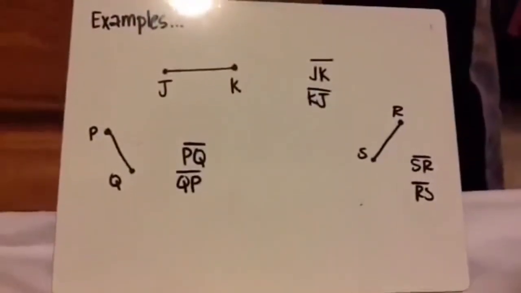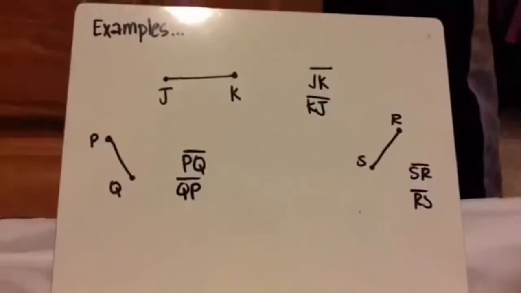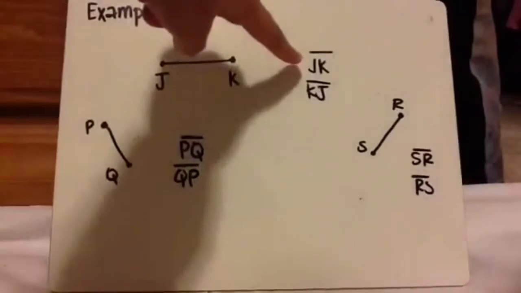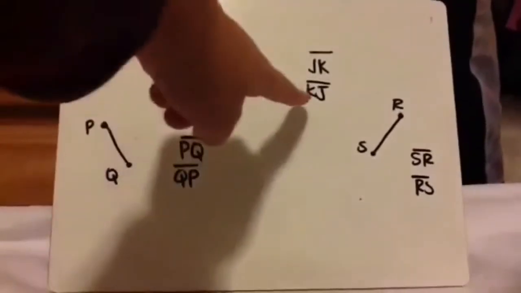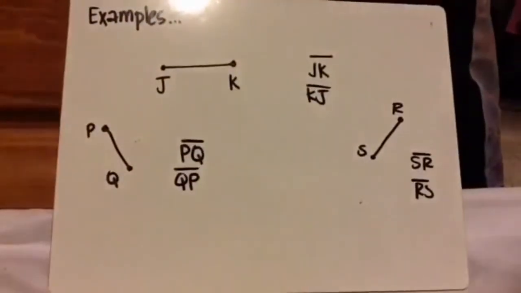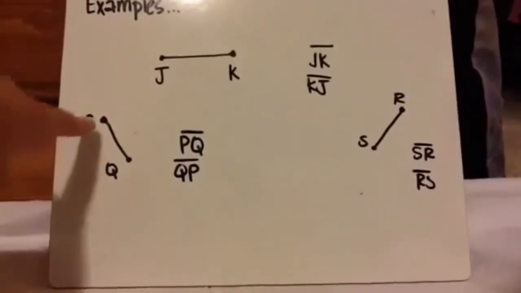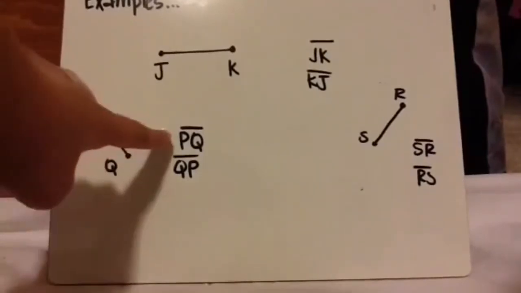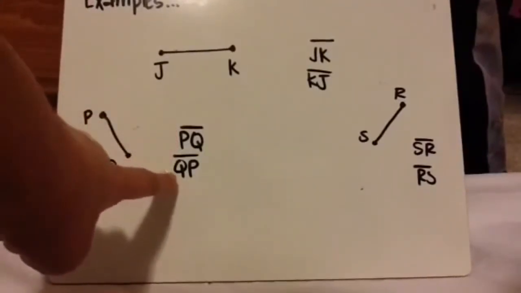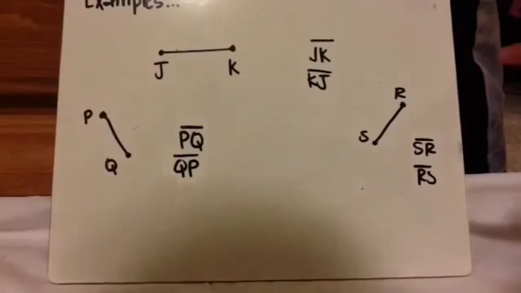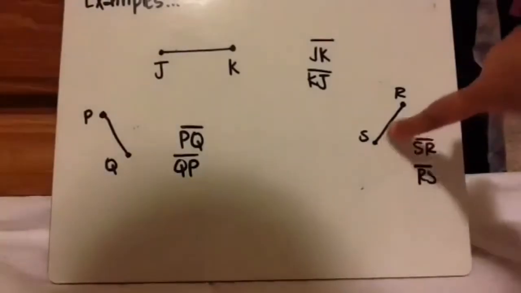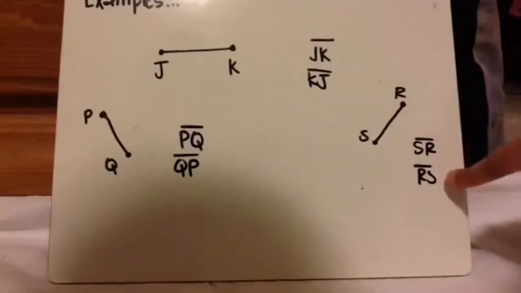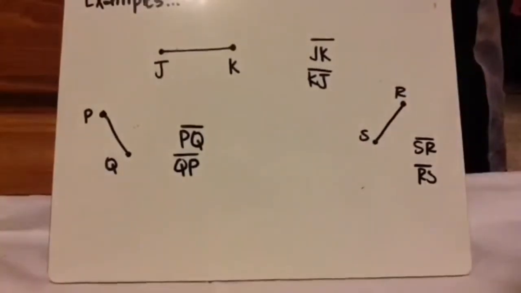Okay, let's look at some examples. We know that this is a line segment because of the 2 dots, the 2 points, so you call it line segment JK, or you can read it this way, line segment KJ. Here's another one. We know it's a line segment because there's no arrows and there's 2 points only. So line segment PQ or line segment QP. Here's the last one. We know it's a line segment, again, because of the points and there's no arrows. So line segment SR or line segment RS.